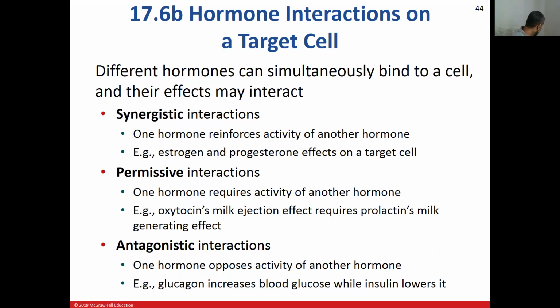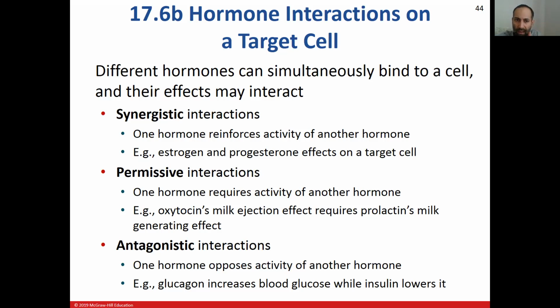Okay, so then what we have here is how hormones might work together, right? So you have something called synergistic interaction versus permissive versus antagonistic interactions. What's the difference? Synergy means working together, okay? So synergistic interaction literally means that one hormone helps another hormone do its job. For example, estrogen and progesterone. Estrogen is the female sex hormone. Progesterone is the so-called pregnancy hormone. You need one to augment the effects of the other hormone.